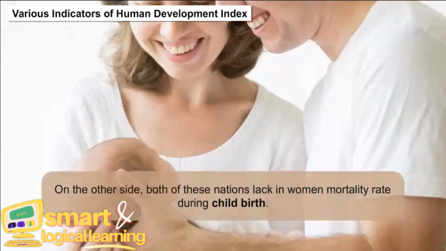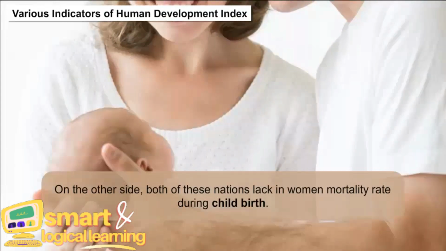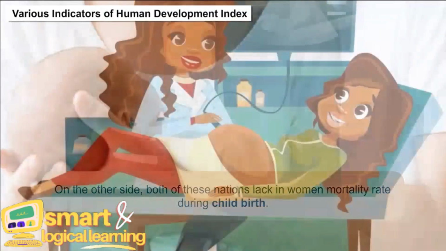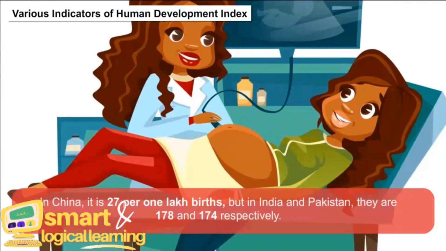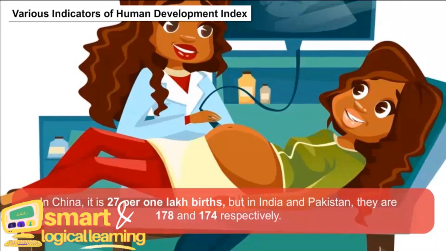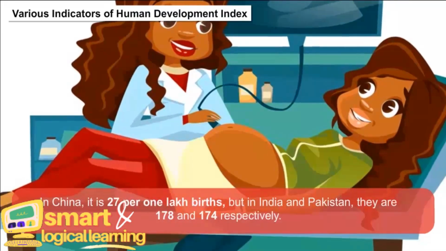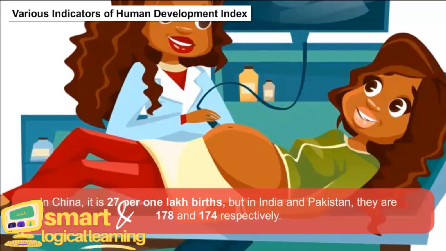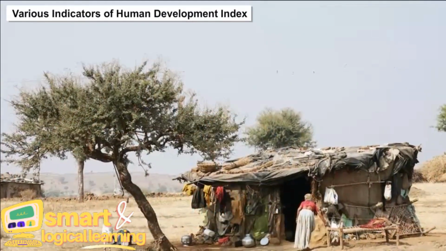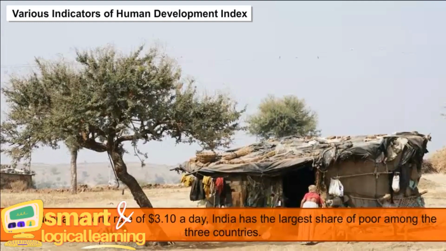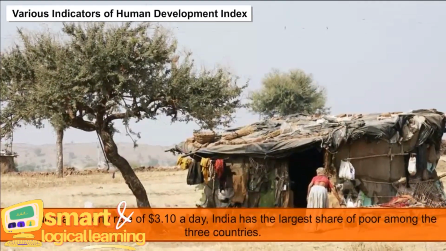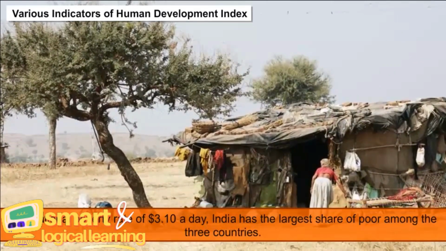On the other side, both of these nations lack in women mortality rate during childbirth. In China, it is 27 per 1 lakh births. But in India and Pakistan, they are 178 and 174 respectively. By the account of the international poverty rate of 3.10 a day, India has the largest share of poor among the three countries.